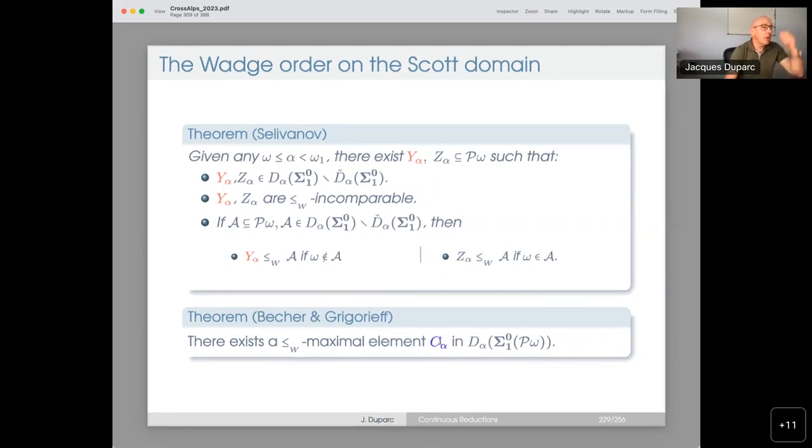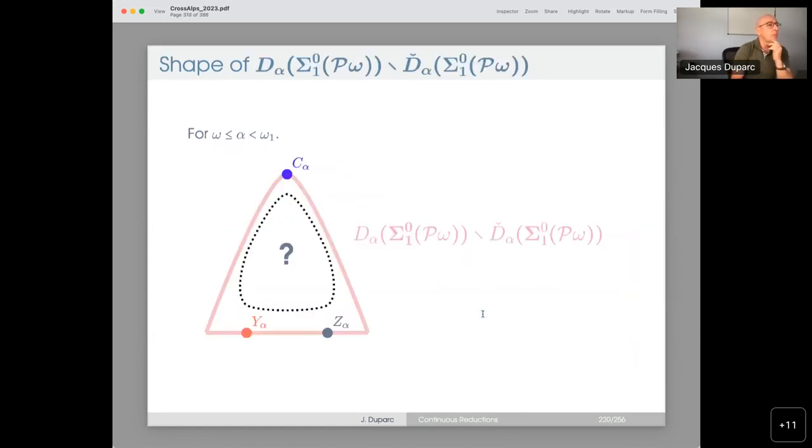Veronica Becher and Grigorieff show that there exists a maximal element, C alpha. So it looks like this. Question: what's in there? Does it look nice? Once again, we're at a very low level, differences of alpha sigma 0,1. For instance, alpha is omega, so differences of omega open sets. The answer is very bad. We have an infinite antichain and an infinite descending chain.